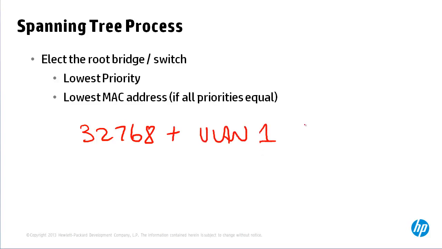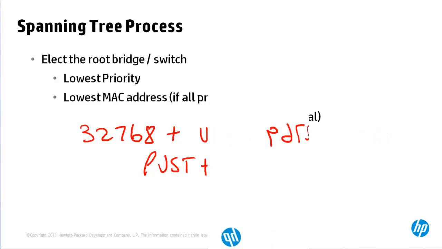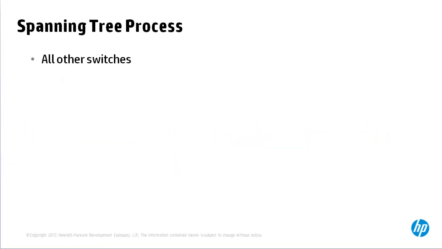So using VLAN 1 as an example, the default priority would be 32769 when using PVST+. Once a root bridge has been determined in the topology, all other switches that are non-root bridge switches choose what's called a root port. A root port is their best port to get back to the root bridge. A single port is chosen in 802.1d.